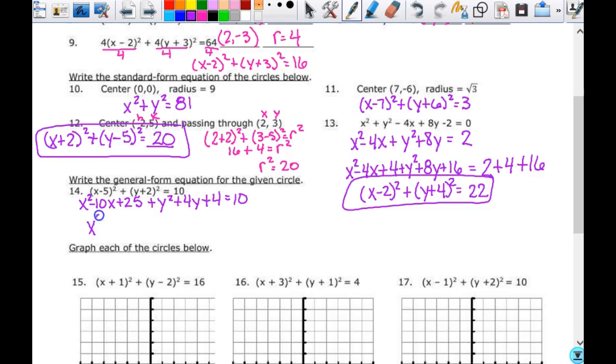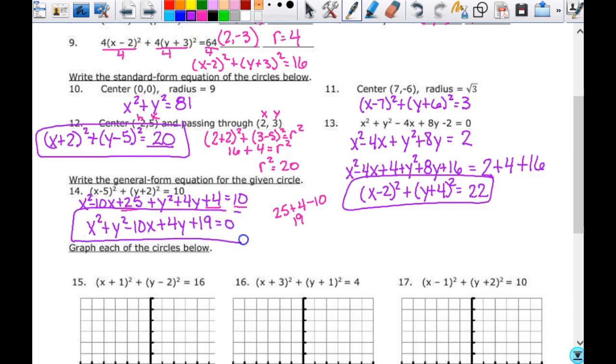I start with my x squared term, then my y squared term, then my x to the first term, then my y to the first term. Then I have to take this, this, and this into account, and I have to set it all equal to 0. So basically I have a positive 25 plus 4, but then I have to subtract 10 when I move it over. So that's going to give me 19. That's plus 19 equals 0. And there you go.